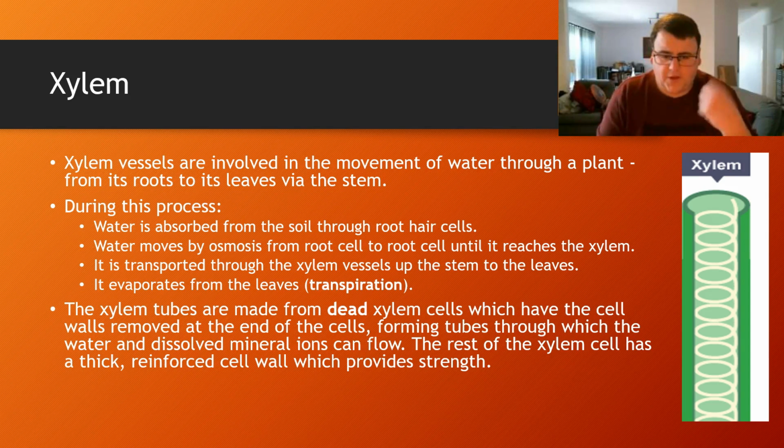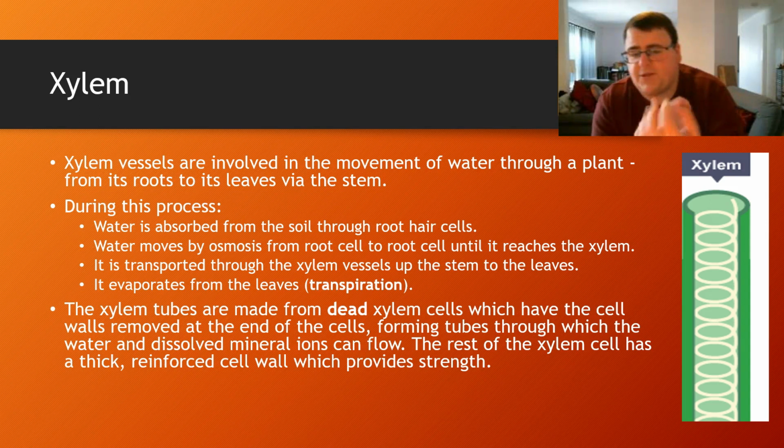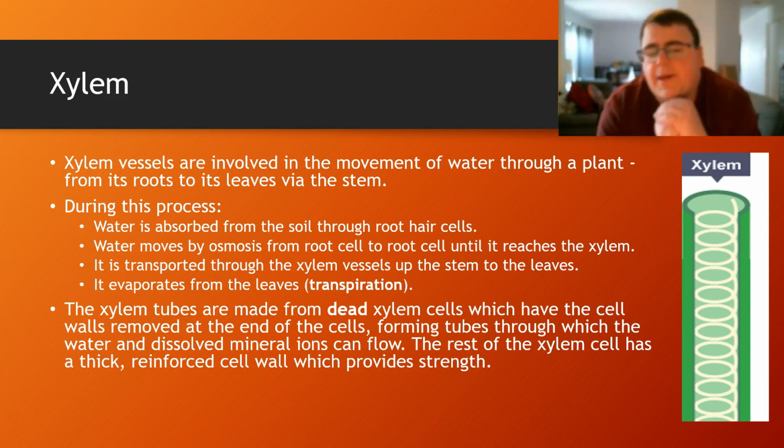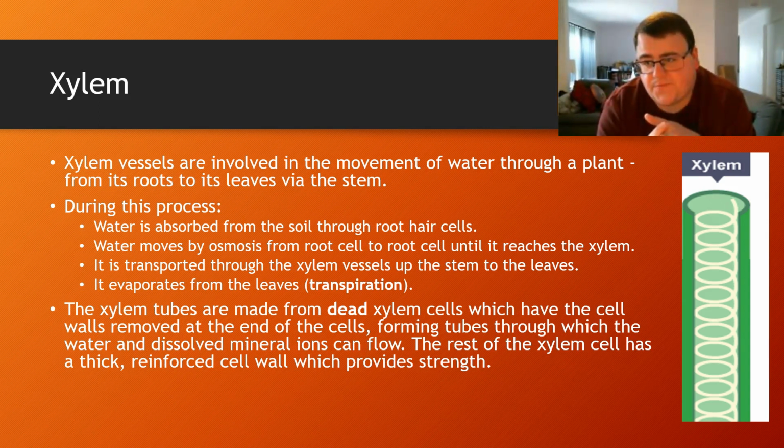So basically, you've got a whole lot of water in the soil. You've got a root there. There's more water in the soil than in the root. So the water starts to diffuse into the first root cell. And it keeps diffusing into the root cells one by one until it reaches the xylem. It's then transported through the xylem up to the stem and the leaves and evaporates from the leaves in transpiration.